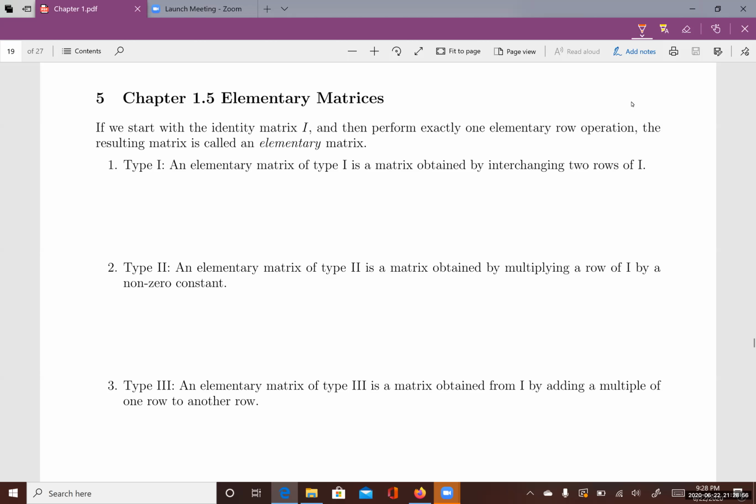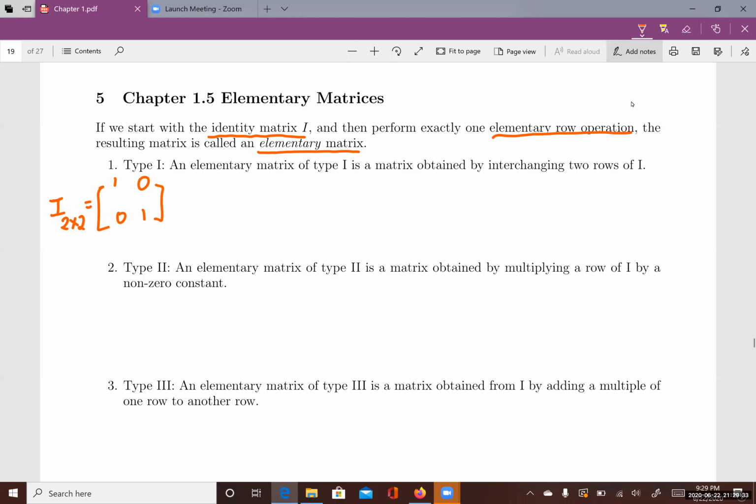This lecture introduces elementary matrices. When we perform exactly one elementary row operation on an identity matrix I, the resulting matrix is one of the elementary matrices. For example, consider a 2 by 2 identity matrix: 1, 0, 0, 1.